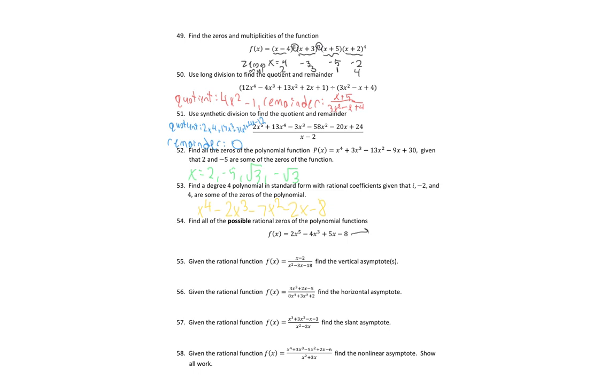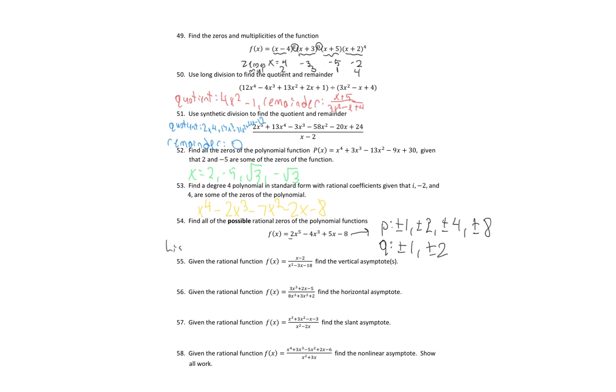So our list of things for our p's are going to be plus or minus 1, plus or minus 2, plus or minus 4, and plus or minus 8, because those are all the different things that can multiply to be 8. And our q's are going to be from this first one, so plus or minus 1, and plus or minus 2. And our list of possible rational zeros will be every p over every q.